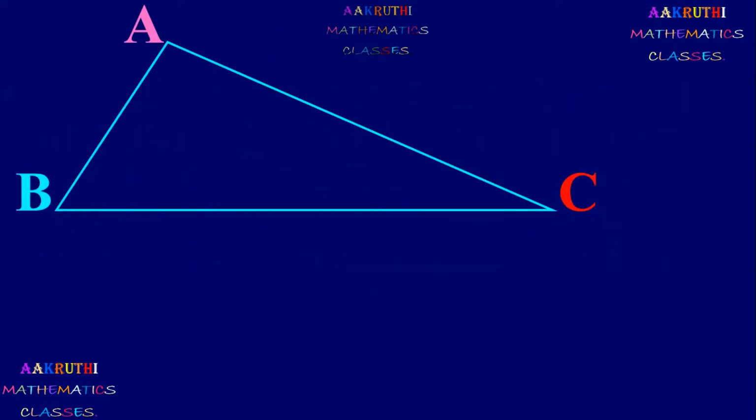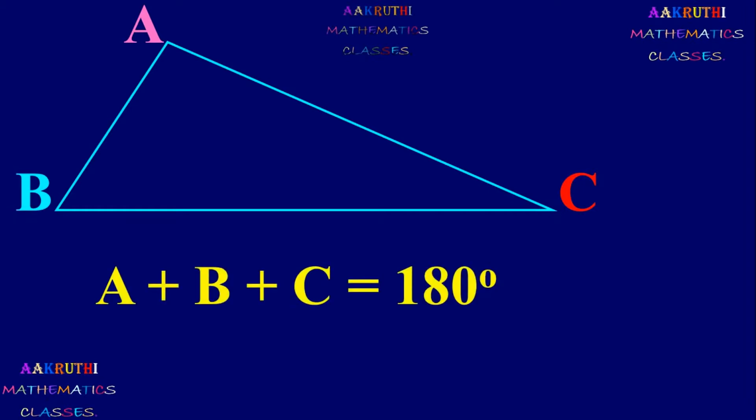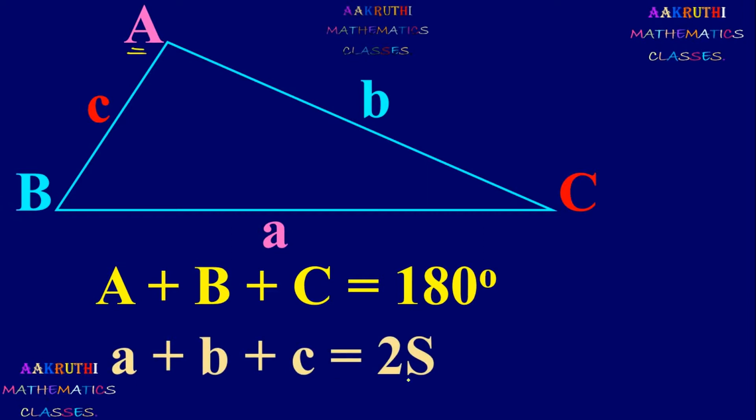So next we consider the relation between sides and angles of a triangle. We know that in any triangle we have three angles, denoted by A, B, C. Then we have A plus B plus C equal to 180 degrees. That is the angle sum property. The side opposite to angle A is denoted by small a, the side opposite to angle B by small b, and the side opposite to angle C by small c. And a plus b plus c equals 2s, which is called the perimeter of a triangle.